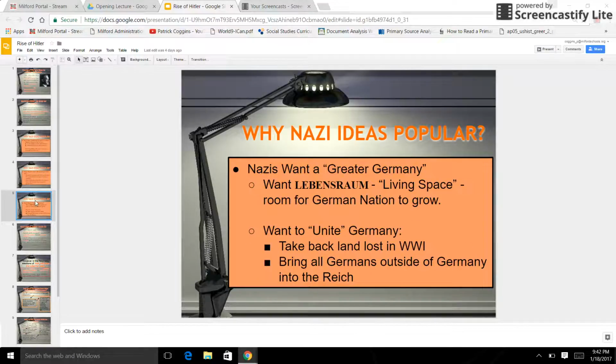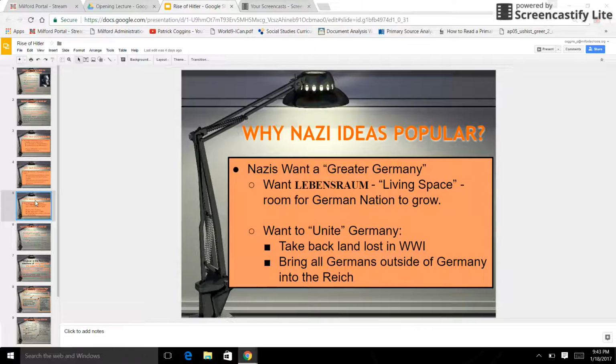And then thirdly, the Nazis wanted what was called a Greater Germany. They first wanted Lebensraum, or living space, room for the German nation to grow. The Nazis were very clear about this. They said that they wanted to conquer territory in Europe that wasn't Germany at the time of the Treaty of Versailles. They wanted to conquer new territory so that this German nation could grow, that it could expand, that it could grow in greatness.